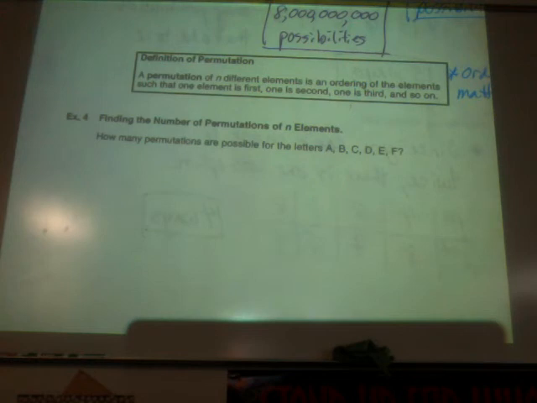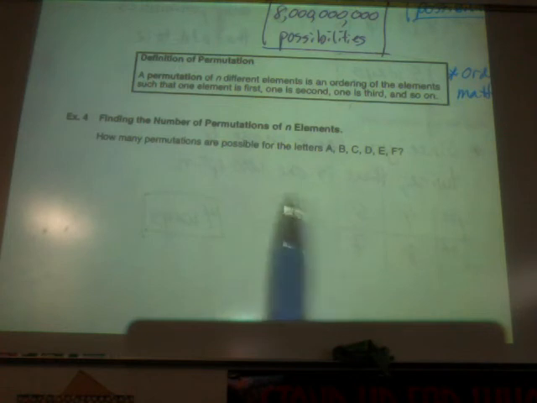So let's look at example 4. I'm losing my voice quickly. Finding the number of permutations of n elements. How many permutations are possible for the letters A, B, C, D, E, and F? Does order matter?